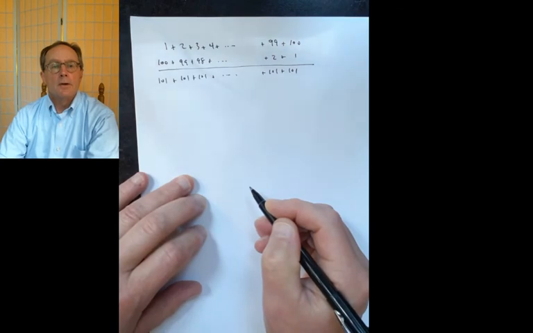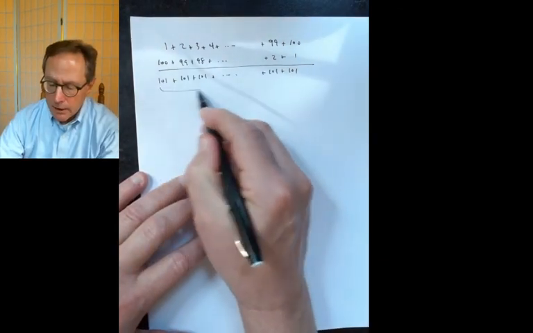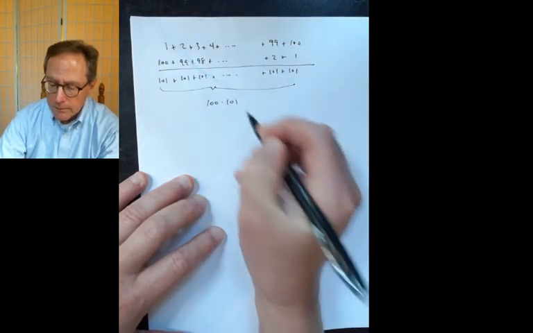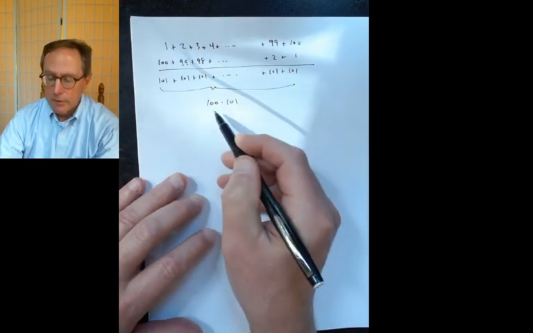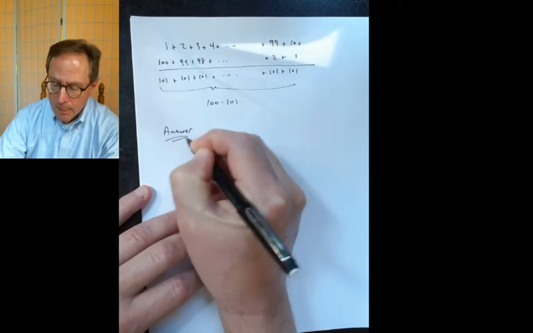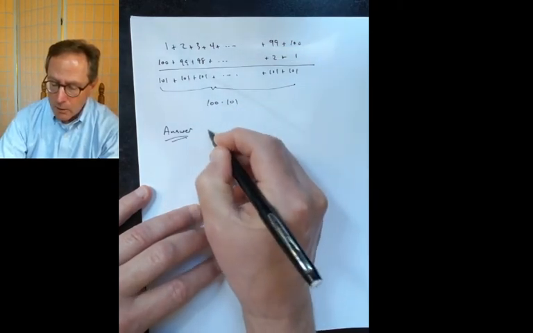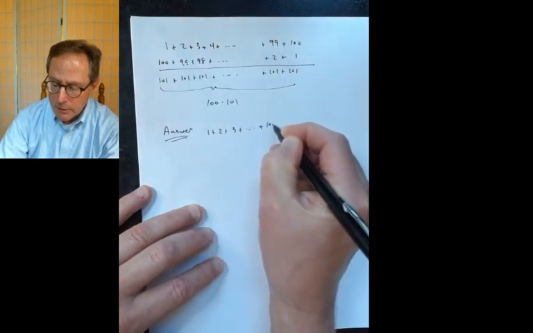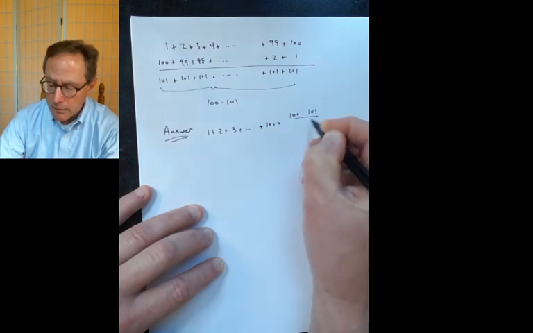So there's a pattern. When there's a pattern, there's usually a way to figure out what's happening. This is a total of 100 times 101. But of course, I added it twice, so I don't want the original number. I don't want the twice. I want to divide. 1 plus 2 plus 3 all the way up to plus 100 is 100 times 101 over 2.